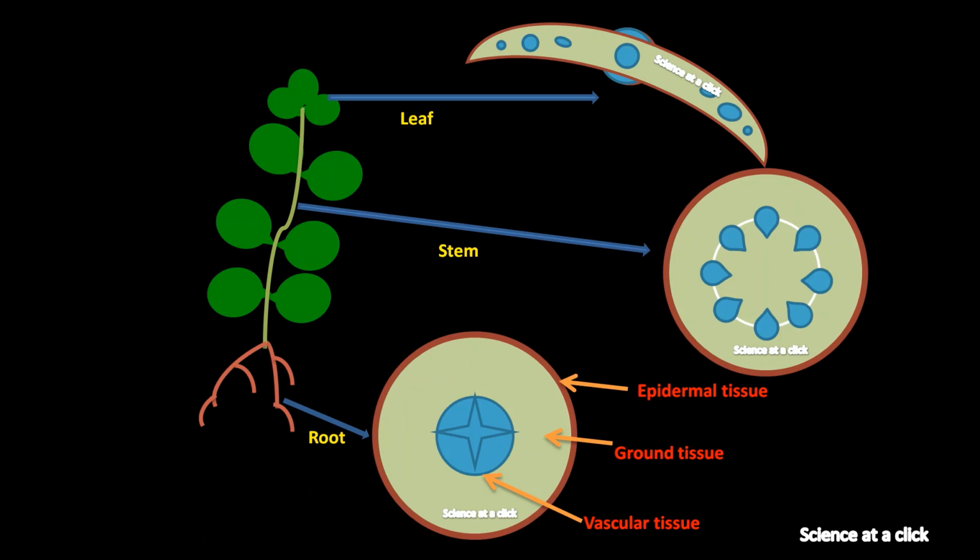The major function of epidermal tissue is to prevent loss of water and provide protection because it is a hard covering. Ground tissue has many functions like photosynthesis, regeneration, support, food storage and protection, whereas vascular bundles have the major function of transporting food, minerals and water to the plant body.